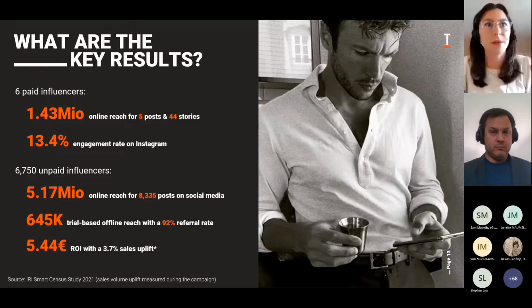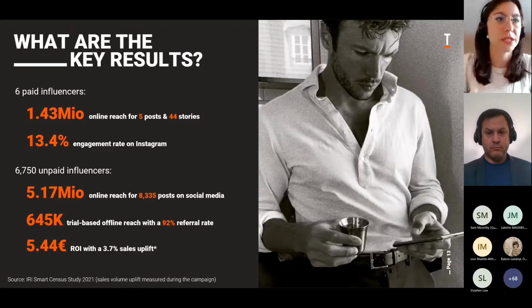Again, when you think back of the number of followers they had, that was really impressive. On average, macro stars can have, I don't know, 1.5, 2.5 something engagement rate on Instagram. So achieving that for the campaign on average was really impressive.